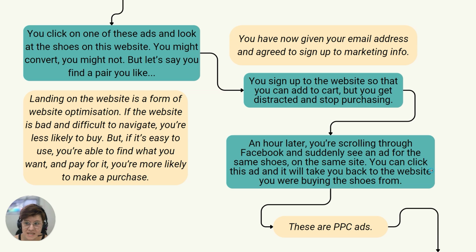So now I click on one of these ads and I look at the shoes on the website. I could potentially buy immediately, but I might not. But let's say I find a pair I like. When I land on this website, we're going to call that a landing page. When we do PPC, that link might be unique and take you to a unique landing page that is curated specifically for what you have searched for. You're like, yeah, I searched for black heels and it needs to take me to black heels.